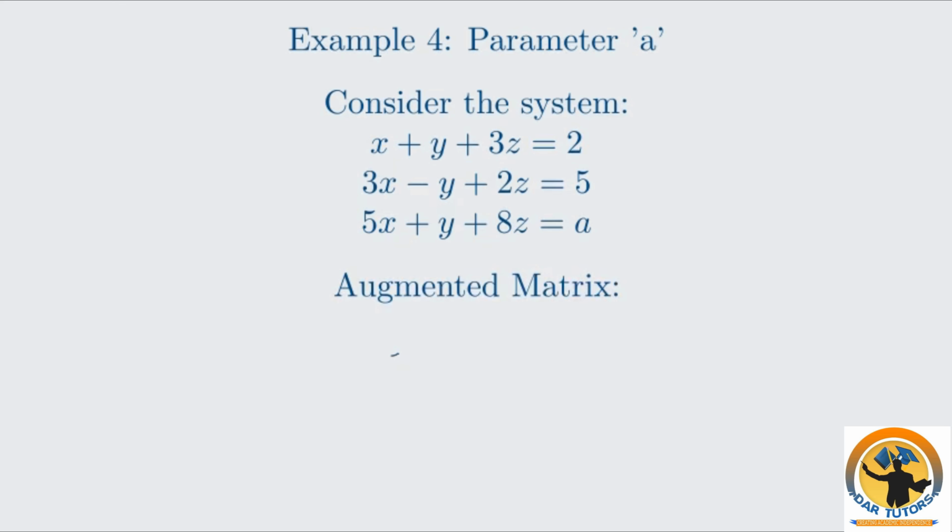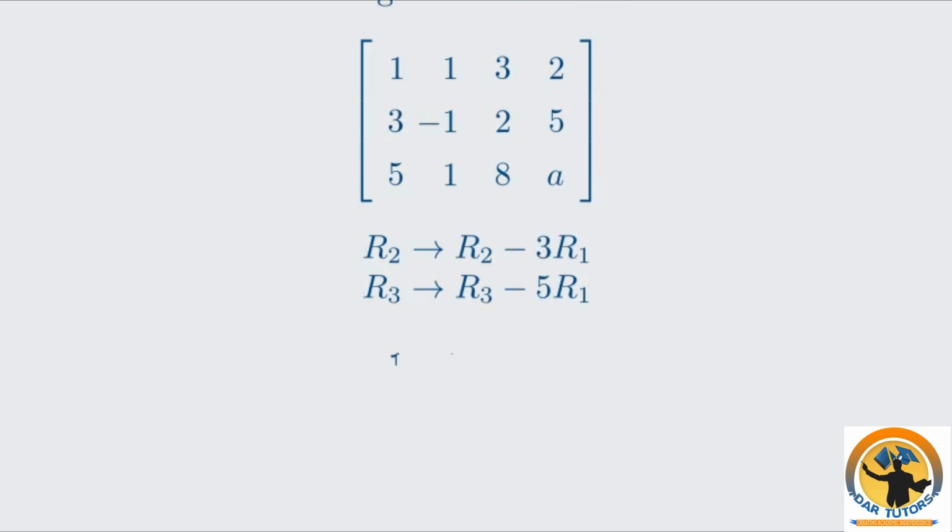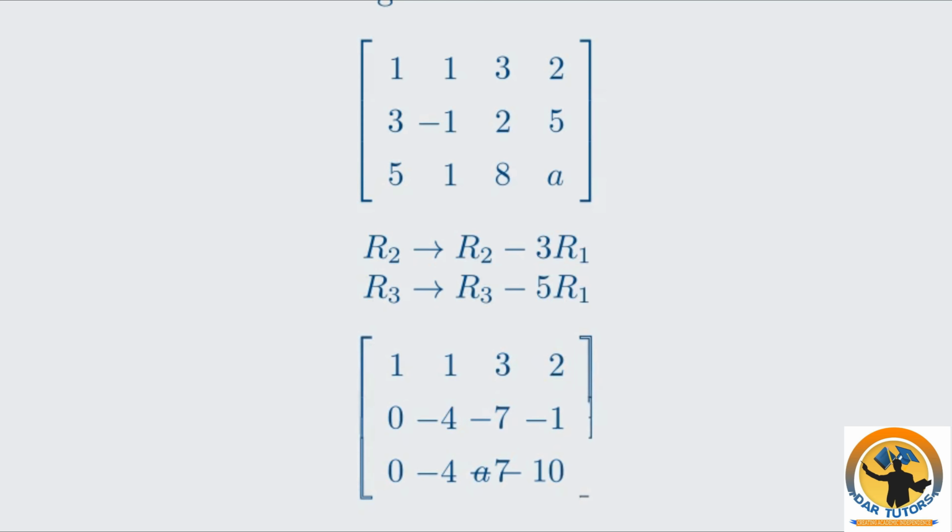The augmented matrix is: row 1 is 1, 1, 3, 2, row 2 is 3, minus 1, 2, 5, and row 3 is 5, 1, 8, a. First, we subtract 3 times the first row from the second, and 5 times the first row from the third. This gives us: row 1 is unchanged, row 2 is 0, minus 4, minus 7, minus 1, and row 3 is 0, minus 4, minus 7, a minus 10.